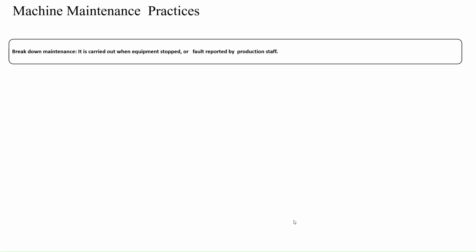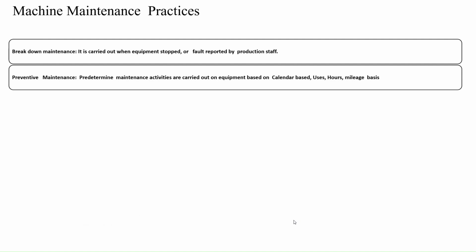Breakdown maintenance. This type of maintenance is performed when equipment unexpectedly stops functioning or when a fault is identified and reported by the production team. Preventive maintenance. Scheduled and predefined maintenance activities are conducted on equipment at fixed intervals based on calendar dates, usage levels, operating hours, or mileage.